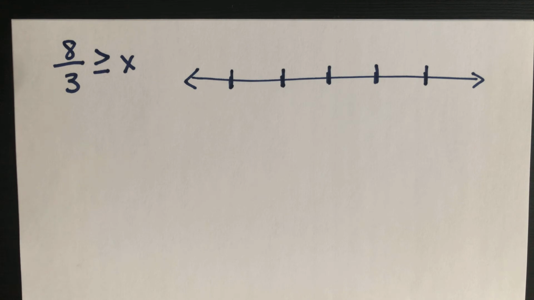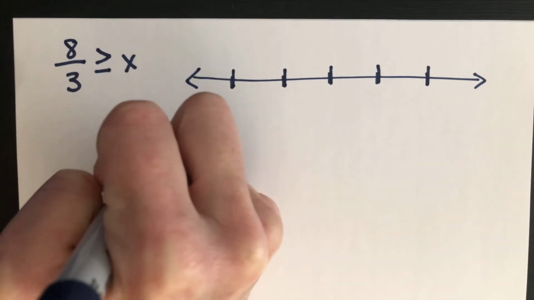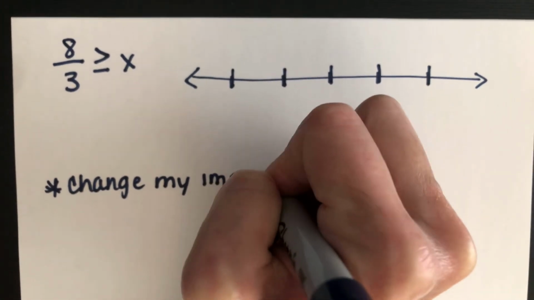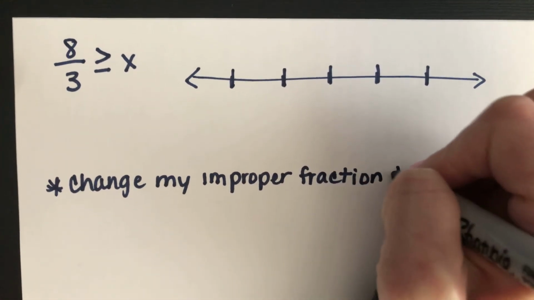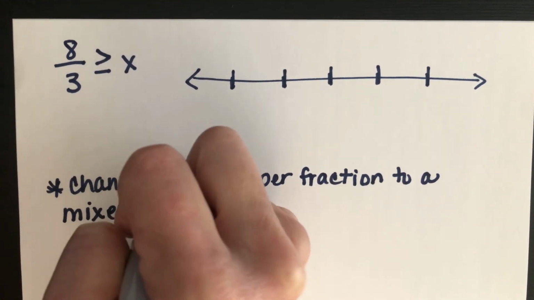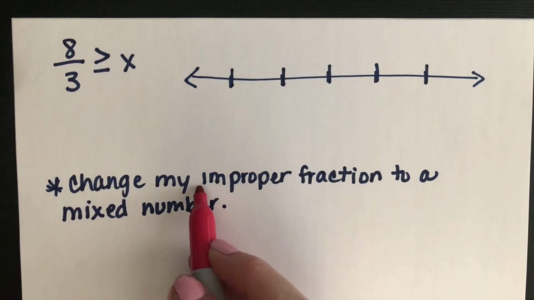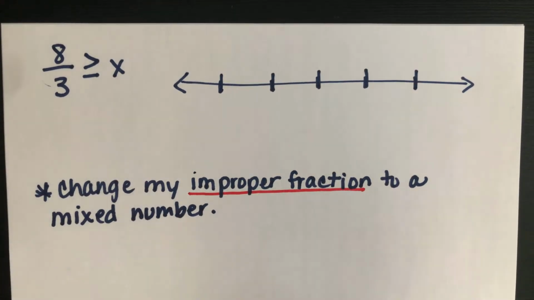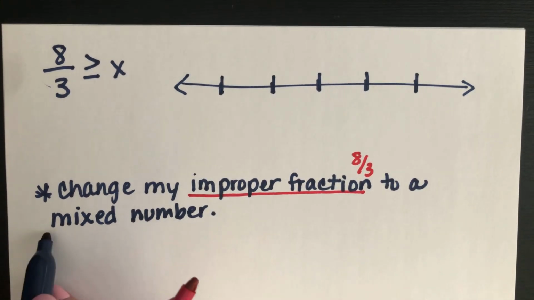So I'm going to change my improper fraction to a mixed number. So I'm going to change my improper fraction, which is what I have right here, my 8/3. I'm going to change it to a mixed number.